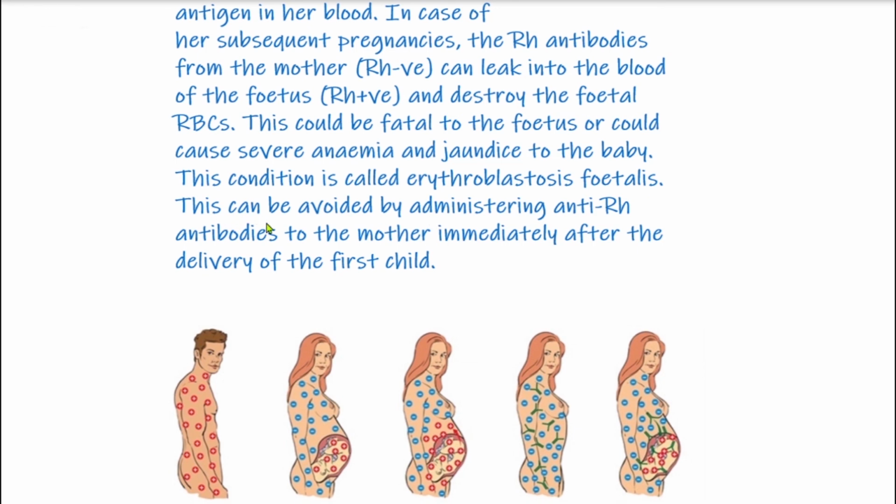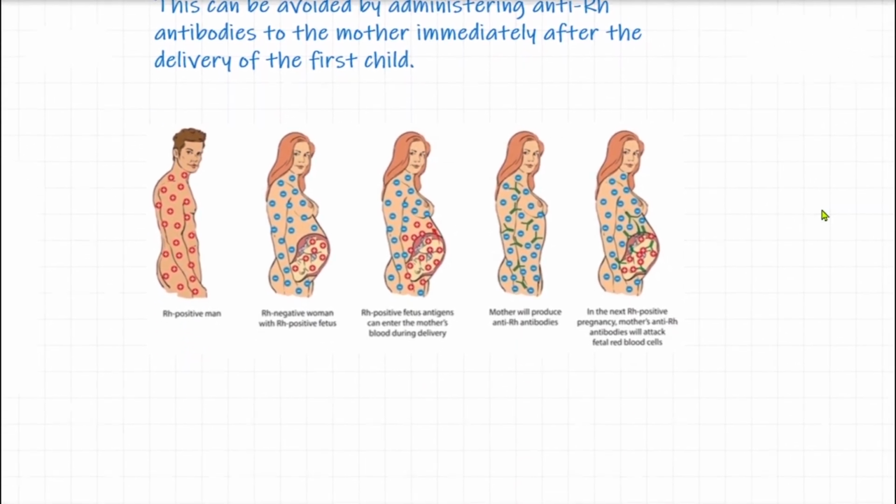This condition can be avoided by administering anti-Rh antibodies to the mother immediately after the delivery of the first child. And how can we stop this situation? This situation can be stopped here. After the delivery of the first baby, if the mother is injected with some proteins, some medicines which can destroy these Rh antibodies, then the baby will not suffer in the second pregnancy.